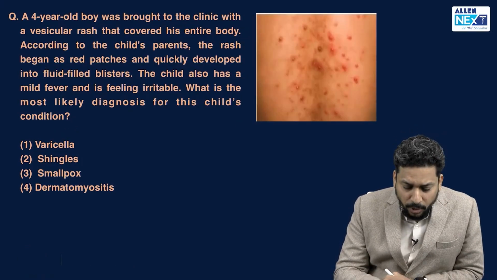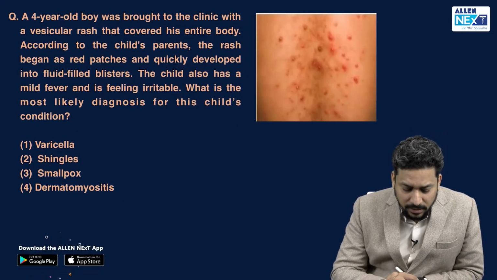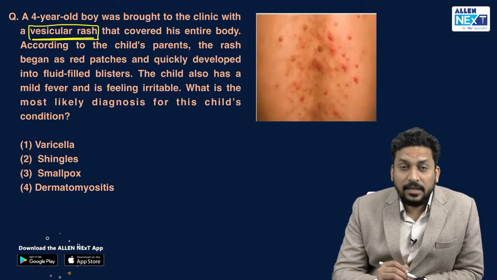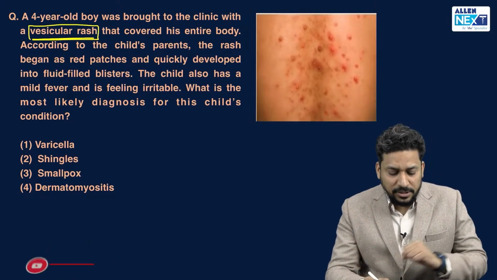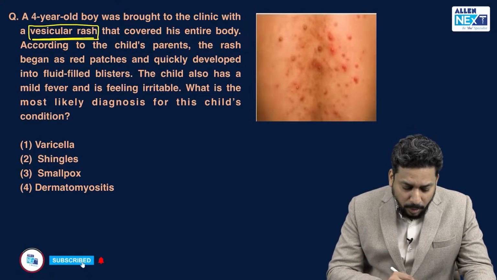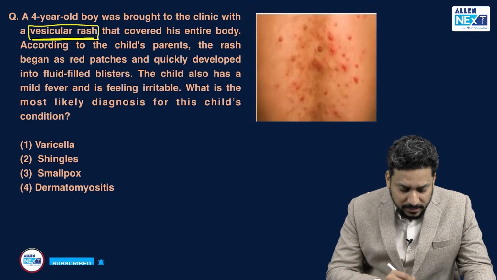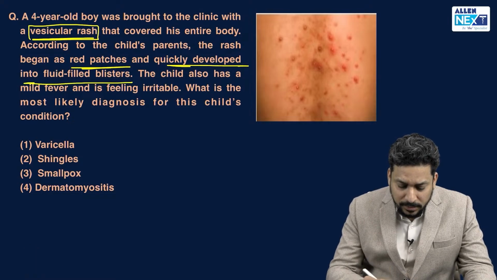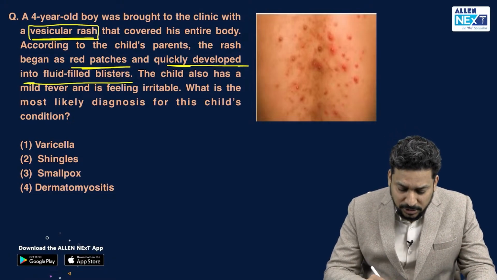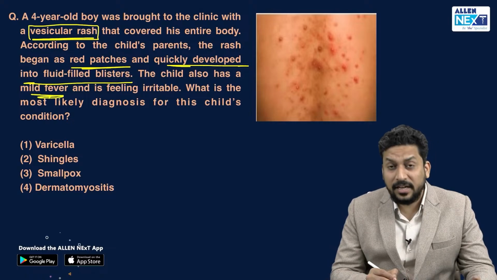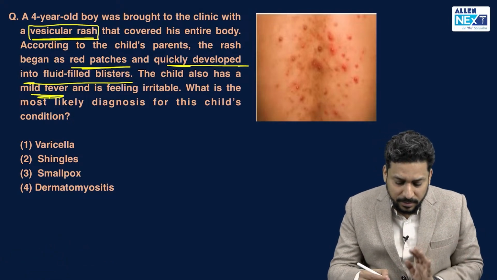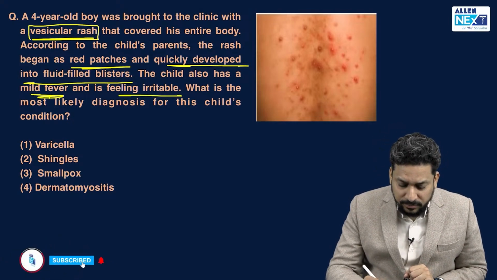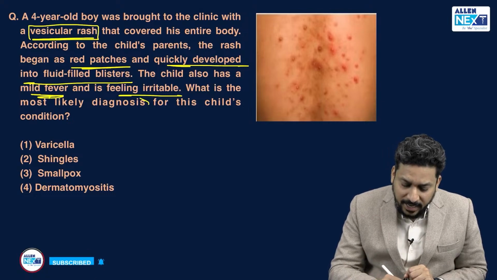A 4-year-old boy was brought to the clinic with a vesicular rash. So these are vesicles, that is small fluid-filled lesions that covered his entire body. According to the child's parent, the rash began with a red patch which quickly developed into a fluid-filled blister. So rash followed by blisters. The child also has mild fever. So there are prodromal symptoms like fever and malaise. The patient is feeling irritable. What is the most likely diagnosis?